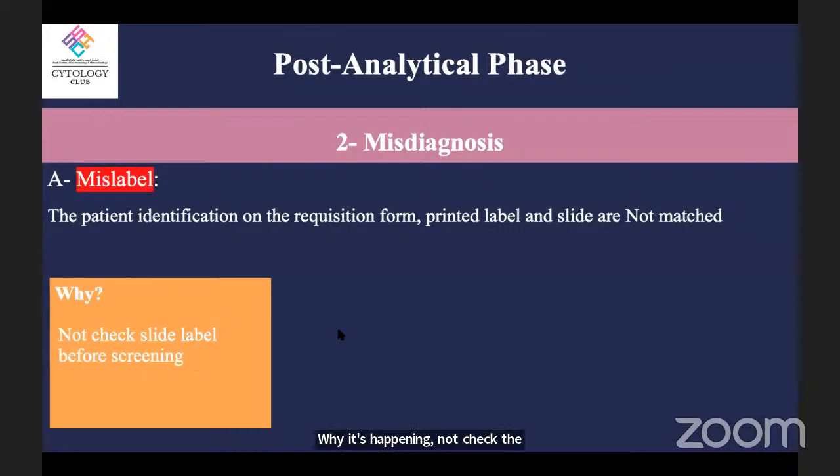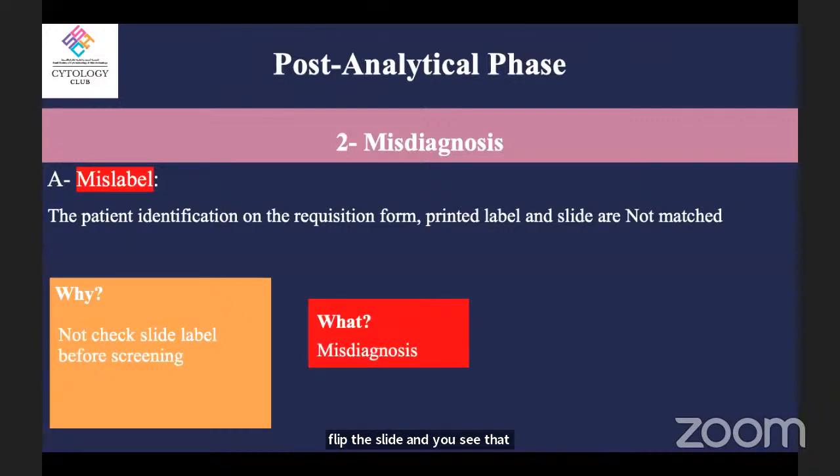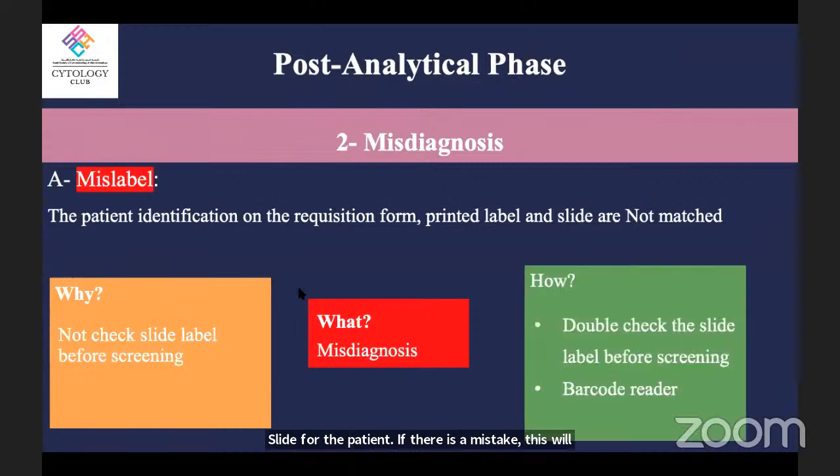So in the post-analytical phase, we are talking about the screening. Before you screen any slide, you have to double check the slide label, and you can flip the slide and see the label to make sure it is the correct slide for the patient. If there is a mistake, this will lead to misdiagnosis. And how could we avoid it? Double check the label before screening, and you could use a barcode reader to avoid mistyping issues.